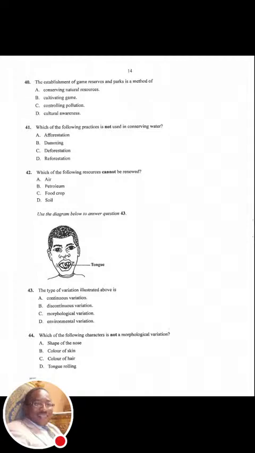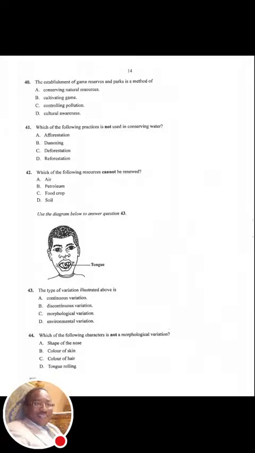So understand question number 42. Which of the following resources cannot be renewed? The answers here given are A, air, B, petroleum, C, food crop, D, soil. Air can be renewed because we have water cycle, carbon cycle, oxygen cycle. B, petroleum, once those mineral deposits are finished, they call it crude oil. Once it's finished, that is finished. So petroleum cannot be renewed.